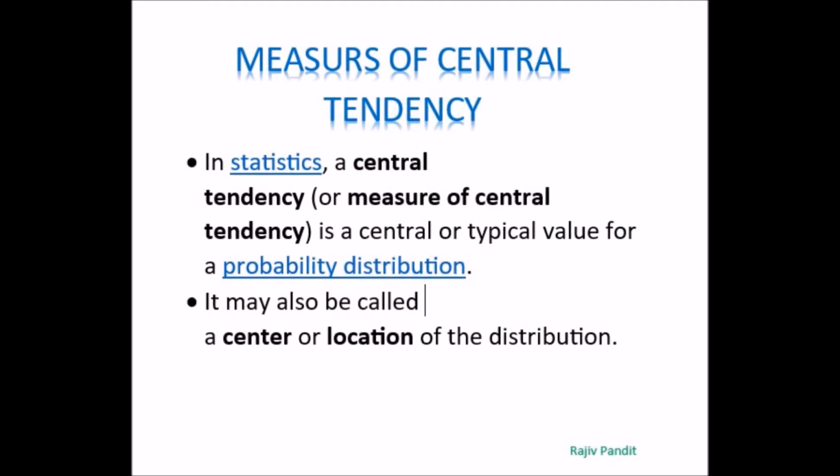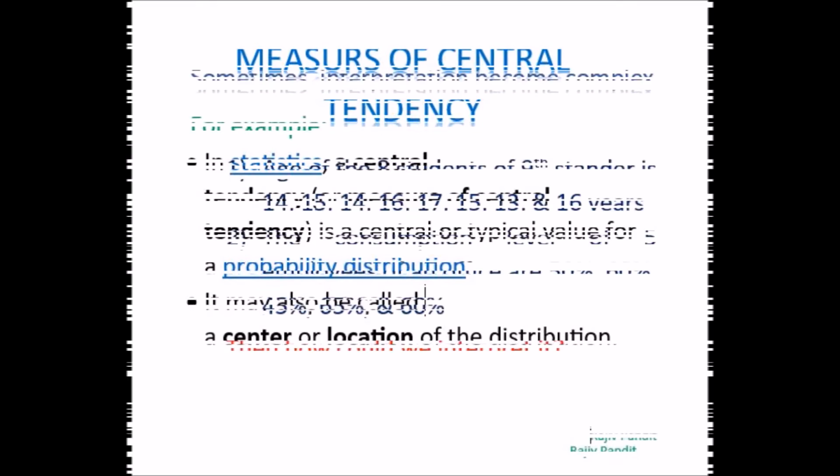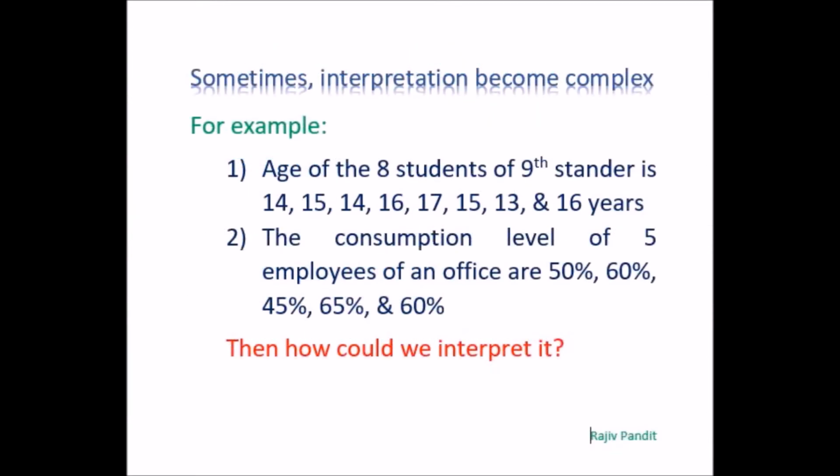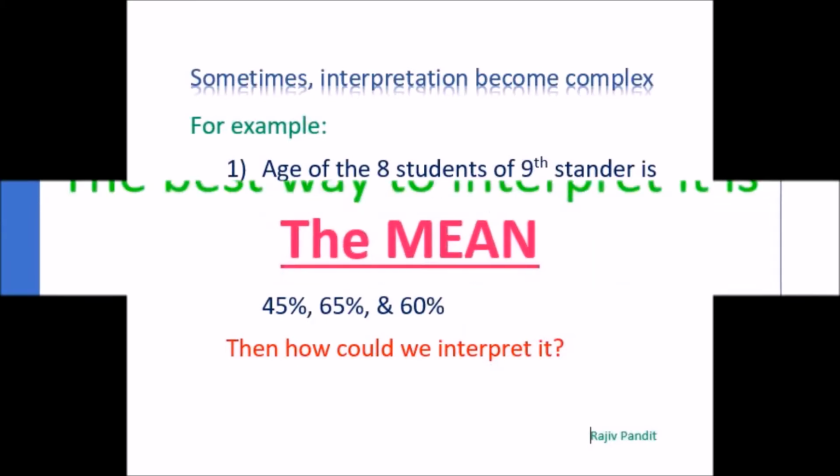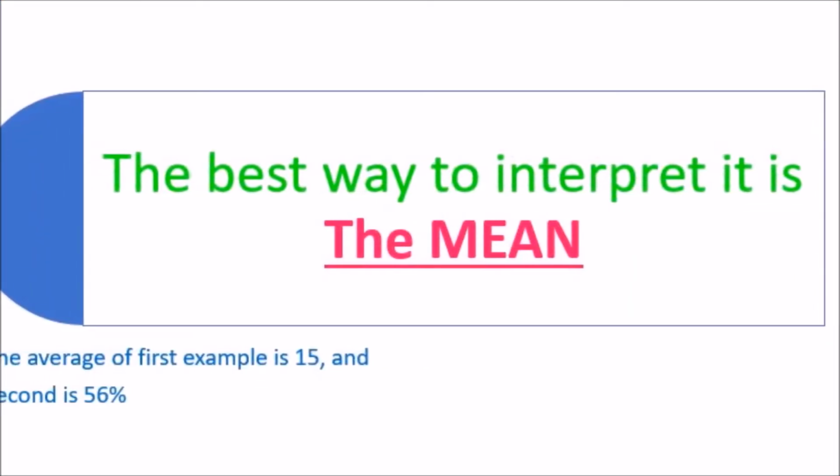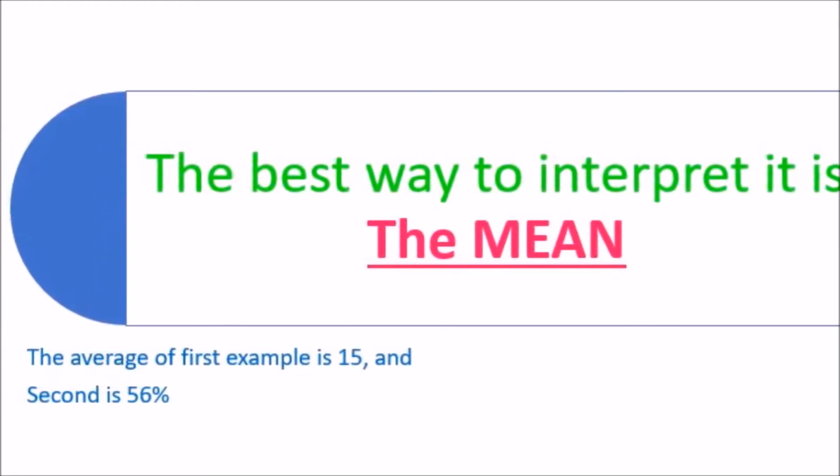for a probability distribution. It may also be called the center or location of the distribution. Sometimes interpretation becomes complex. For example, the ages of 8 students of ninth standard are these. The consumption levels of 5 employees of an office are these. Then how could we interpret them? The best way to interpret them is the mean.